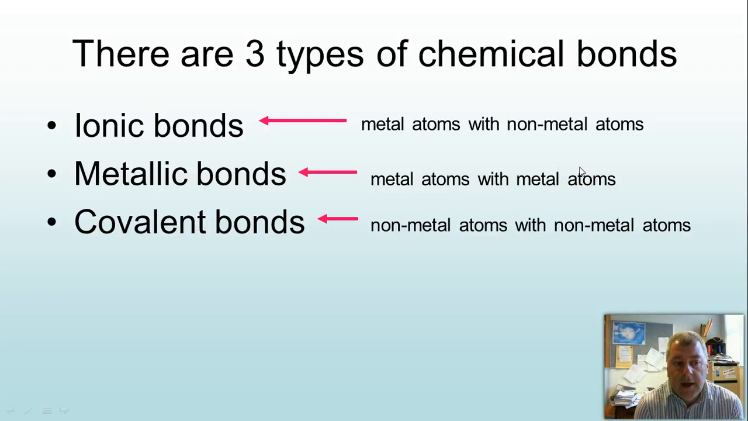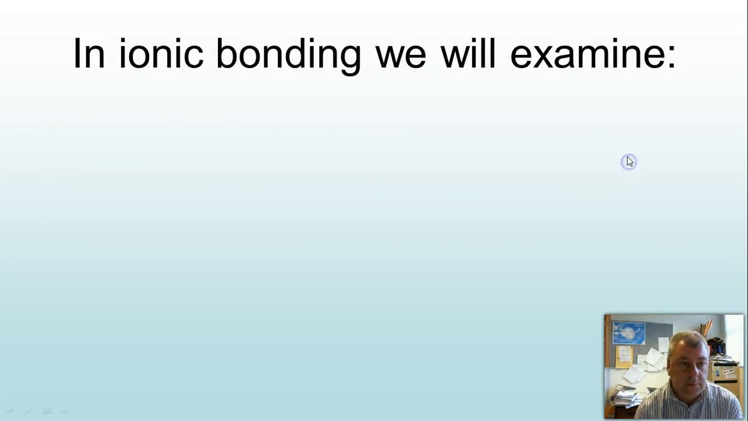Covalent bonds are those that occur between the non-metals and other non-metals, either themselves or other non-metals. And something like carbon dioxide is an example of covalent bonds. Now we're going to look at ionic bonds firstly, but then we're going to eventually work our way through and look at metallic bonds and covalent bonds as well.